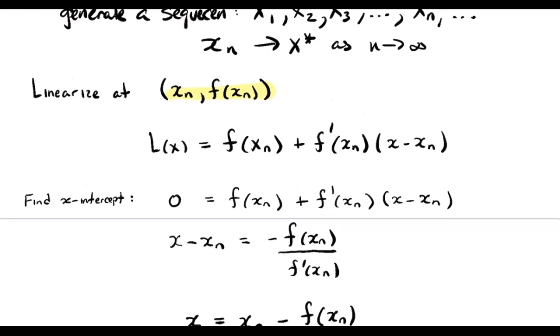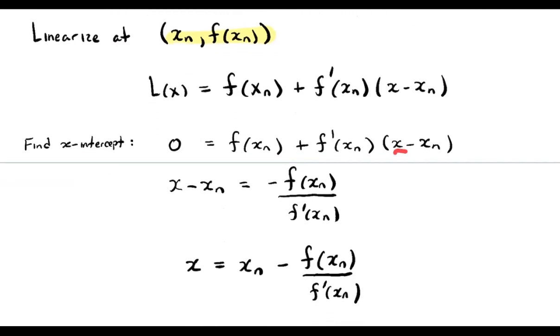Okay, and then to find the x-intercept of a line, you always set the output equal to 0. So to find the x-intercept, I'm just setting L of x equal to 0. Because this is a linear function, it's easy to solve for x. You can check my algebra. All I did is subtract f of xn from both sides, and then divide by f prime of xn. That gives me this expression, x minus xn is equal to that quotient, and then I added xn to both sides.